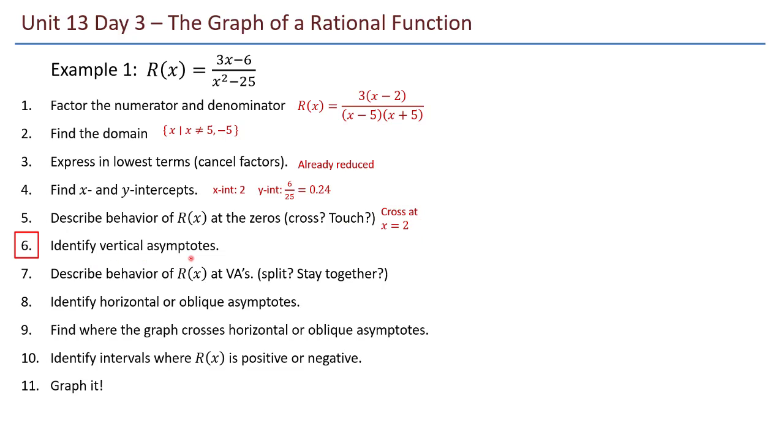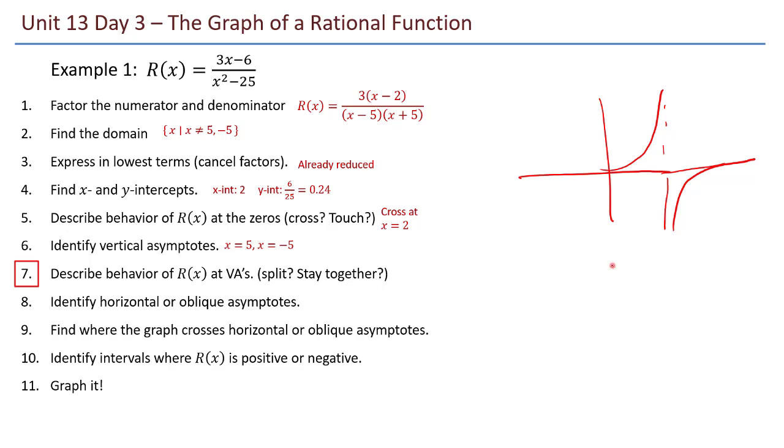Now let's look for the vertical asymptotes. Vertical asymptotes, those are going to occur where my denominator is 0. So at -5 and +5. And 7, let's describe the behavior. Now, we can have asymptotes where the graph splits, so something like this, or we can have an asymptote where the graph sort of stays together, something like this. And the graph will split if the multiplicity of that 0 is odd, and it will stay together if the multiplicity of that 0 is even.